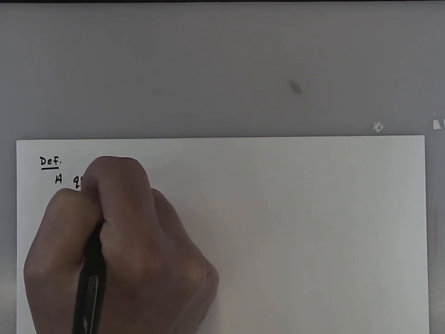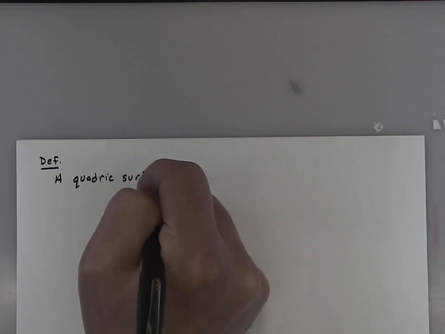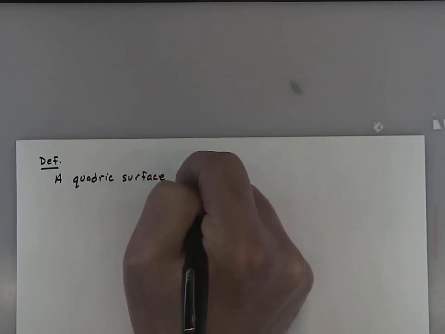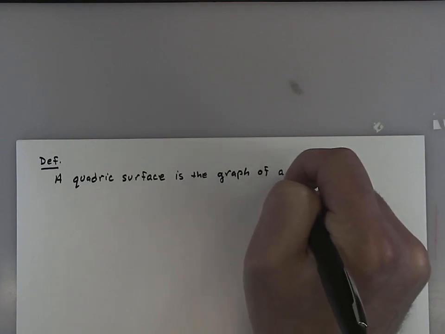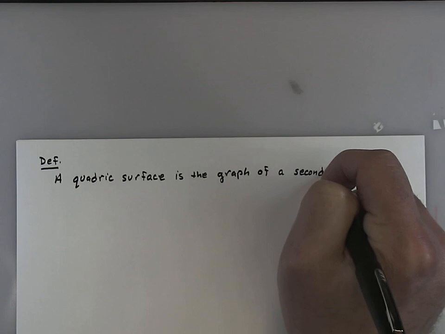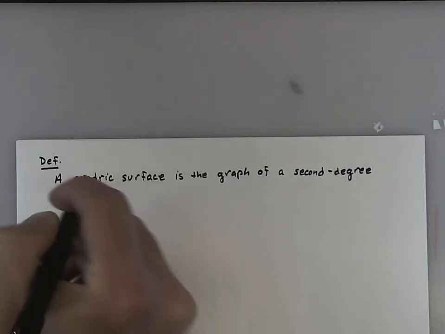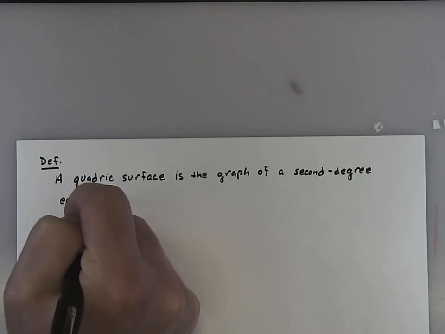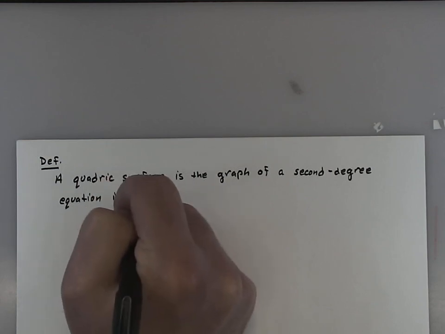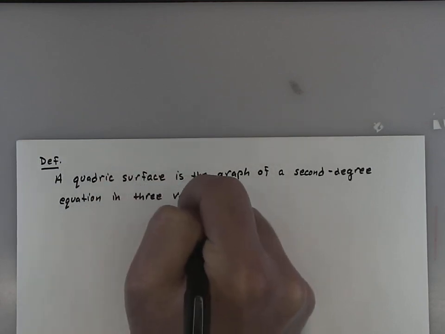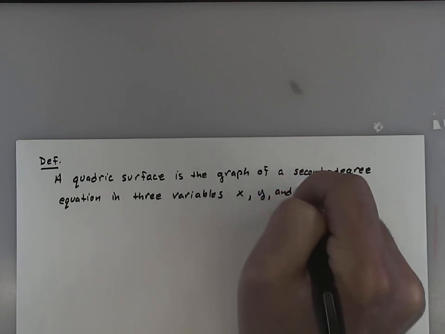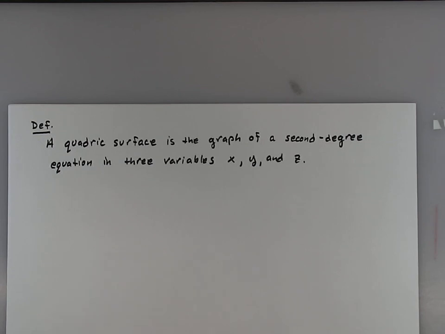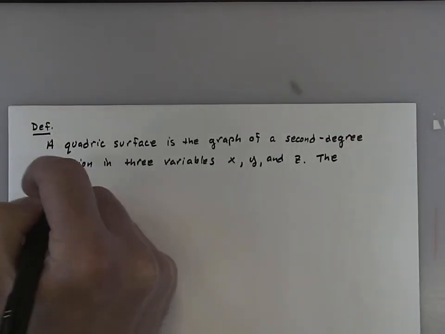Definition. A quadric surface is the graph of a second degree equation in 3 variables, x, y, and z.